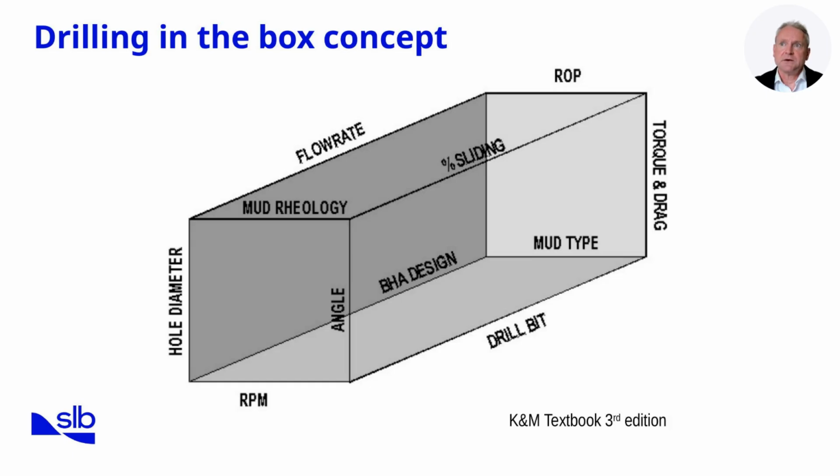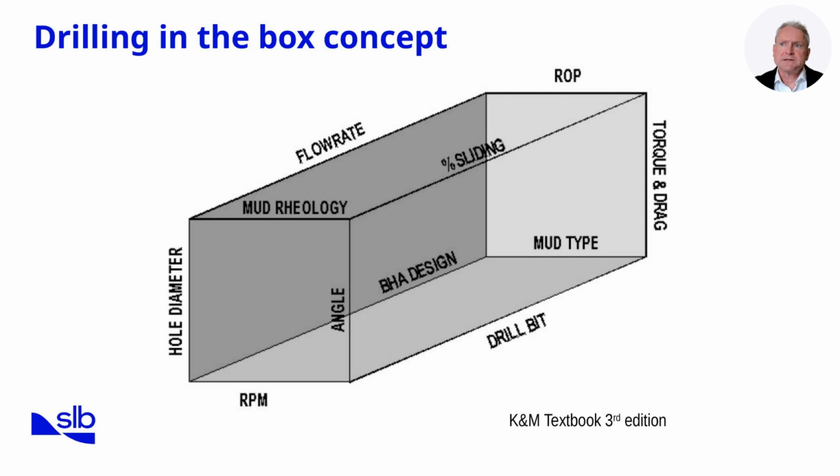In the center of the box, we have BHA design, mud type, and percentage of sliding. These represent controllable design choices. The BHA affects directional response and stability. Mud type sets fluid properties for wellbore stability and lubrication. Sliding percentage indicates the directional drilling mode, which directly impacts torque, drag, and tool face control.